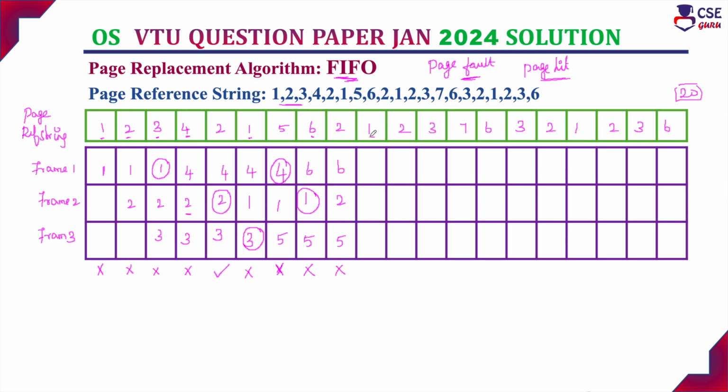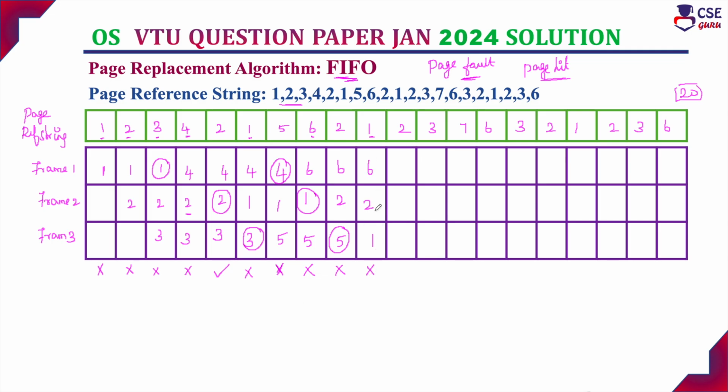Next, if you are considering 1, that is not available in any of these 3 frames. So the victim page here is the oldest one, 6. 2 is new, next new is 6, and 5 is the oldest one. So replace with 1. 1, 6 and 2. This is also a page fault.